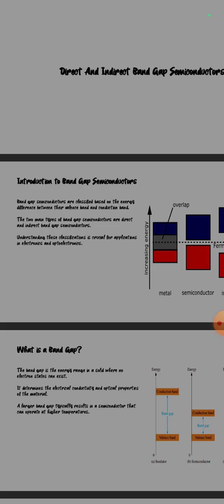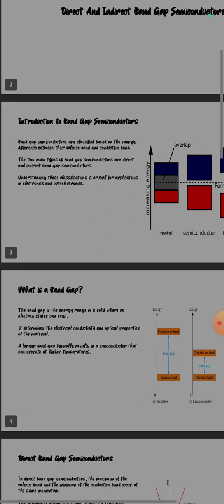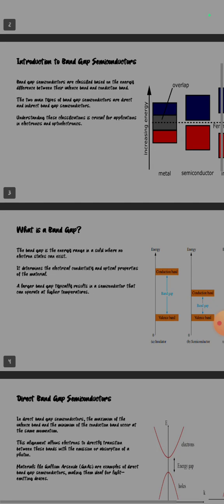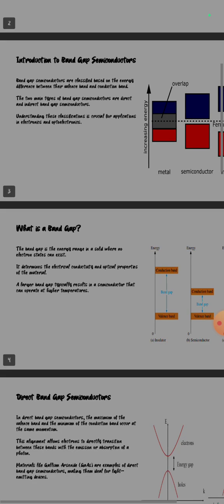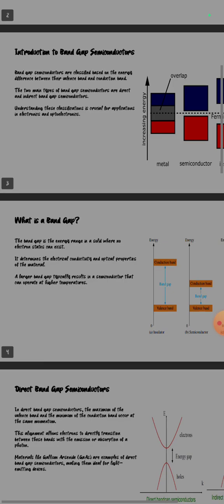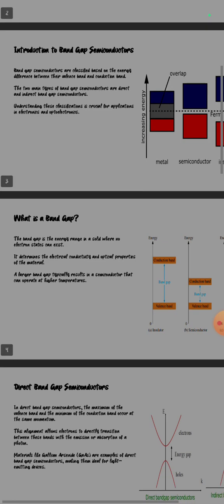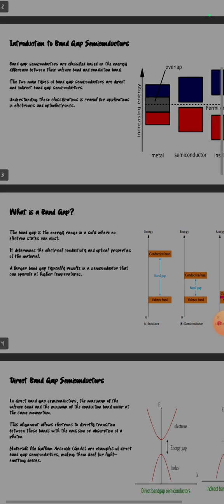Understanding this classification is crucial for applications in electronics and optoelectronics. What is band gap? The band gap is the energy range in a solid where no electron states can exist. It determines the electrical conductivity and optical properties of the material. A large band gap typically results in a semiconductor that can operate at higher temperatures.